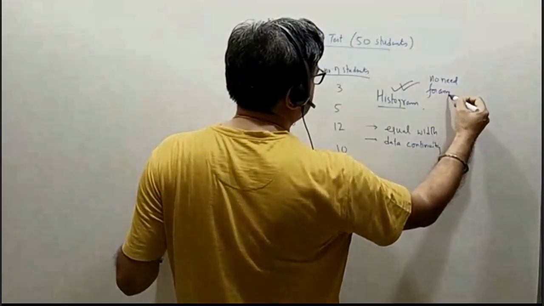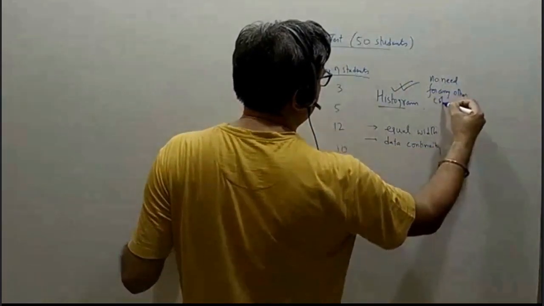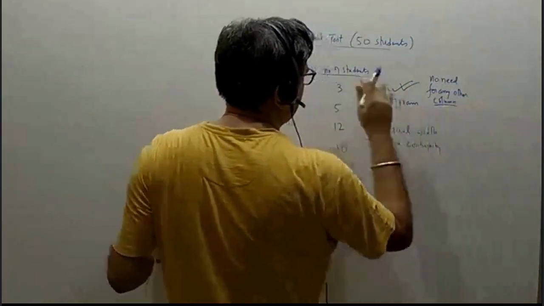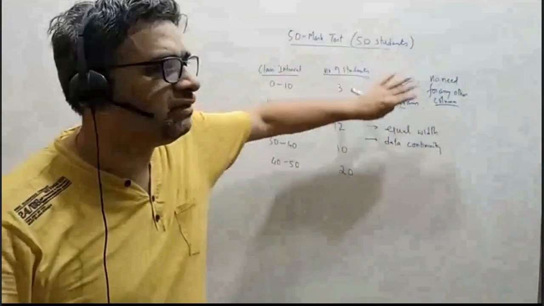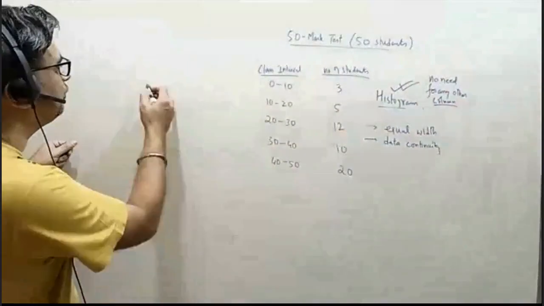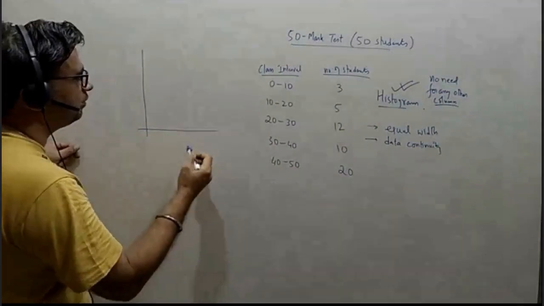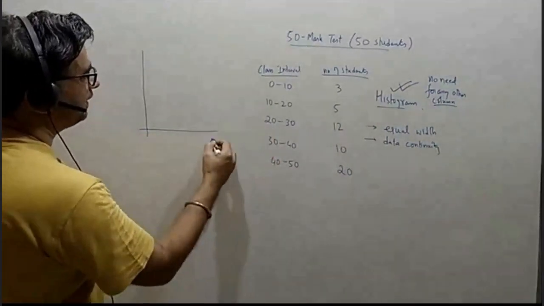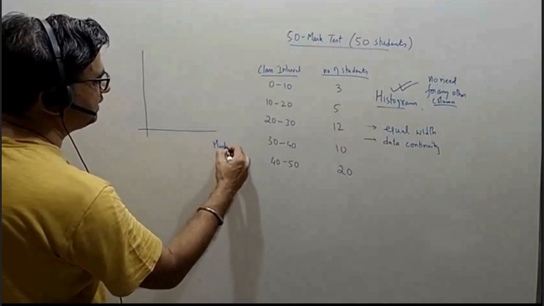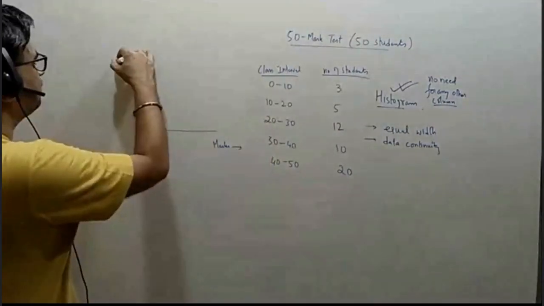You may like to note these things down, folks. No need for any other column. This is all that we need to make a histogram. We don't need any further columns. And let's see how to use this data to make a histogram. So in this case, let us write this as marks. So the class interval is marks, you will agree. And this is number of students.